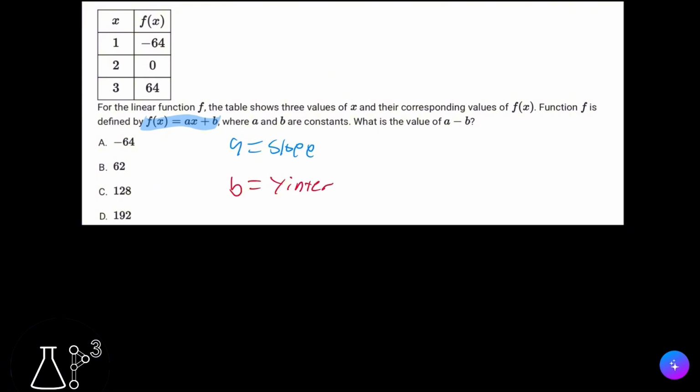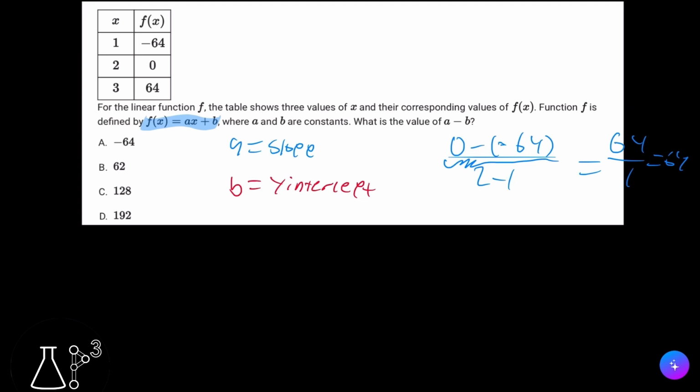So how can I look for my slope? Let's use y2 minus y1 over x2 minus x1, the slope formula. My original x value is x1, and my second value of x is x2. That means our y1 value is negative 64, and our y2 value is 0. So I can rewrite the slope formula as 0 minus negative 64 divided by 2 minus 1, which equals positive 64 over 1, which is just positive 64. Therefore, my slope, or a, is 64.